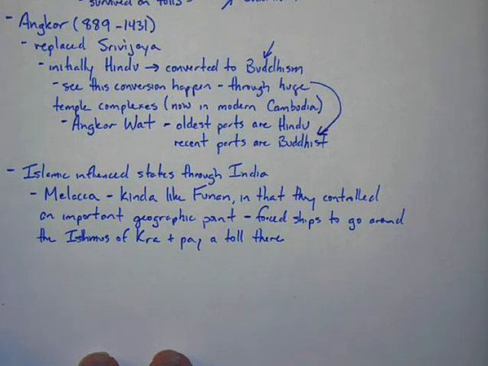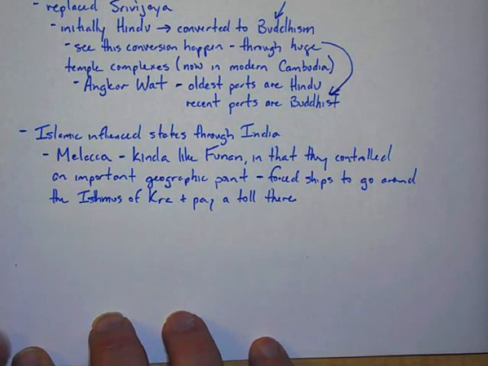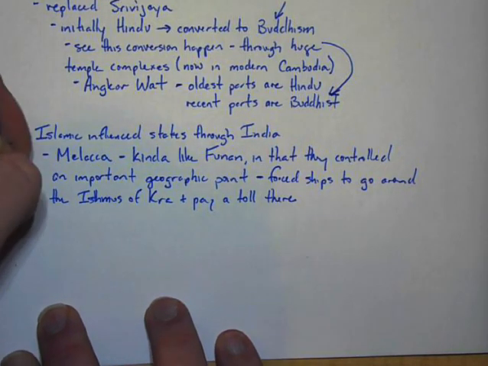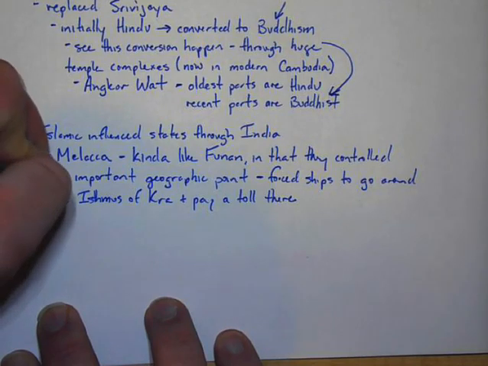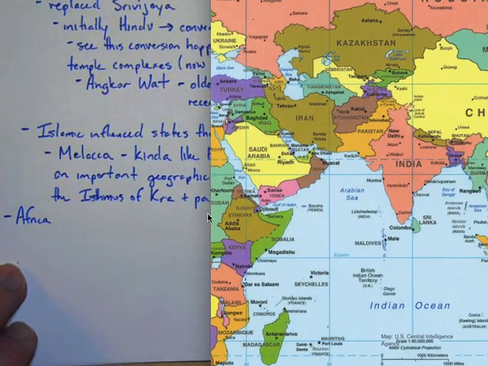I do want to take just a minute and talk about what's going on the other side of the Indian Ocean. And let's talk about a little bit of Africa. So basically, we're going to be talking about the stuff going on right here on the west side of the Indian Ocean. So East Africa, or the west side of the Indian Ocean.